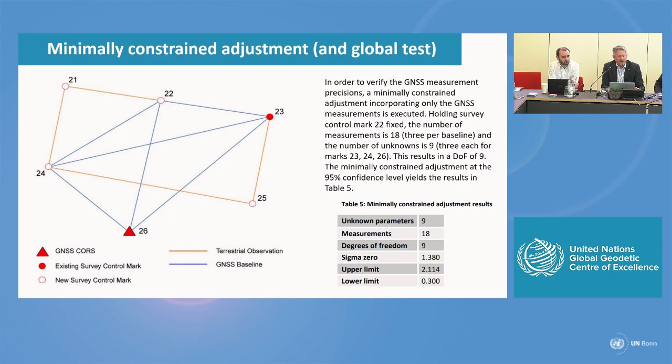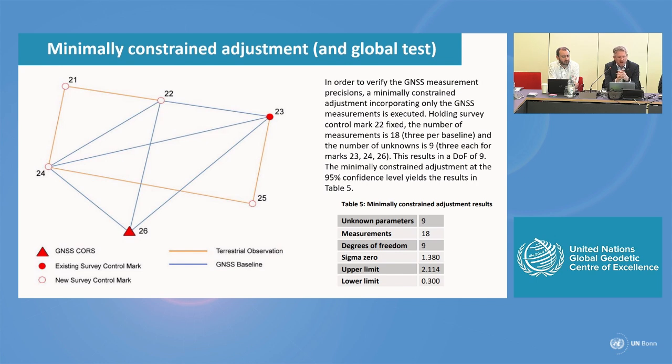So in order to verify, we first do this global test that I was talking about. And that verifies the GNSS measurement precisions through this minimally constrained adjustment, incorporating only the GNSS measurements. So we hold survey control mark 22 fixed in this adjustment, and the number of measurements is 18, that's 3 per baseline. Number of unknowns is 9, so we have a redundant number of observations to carry out the adjustment.